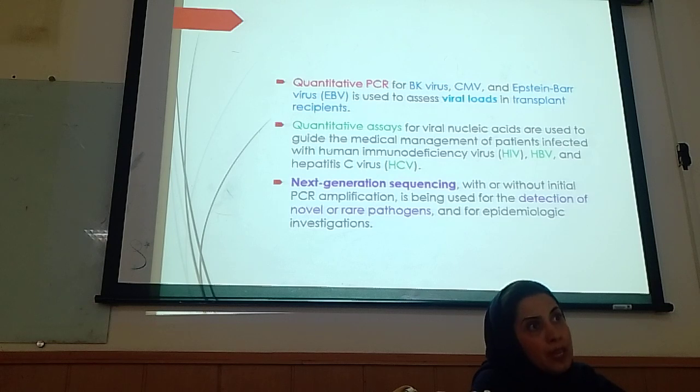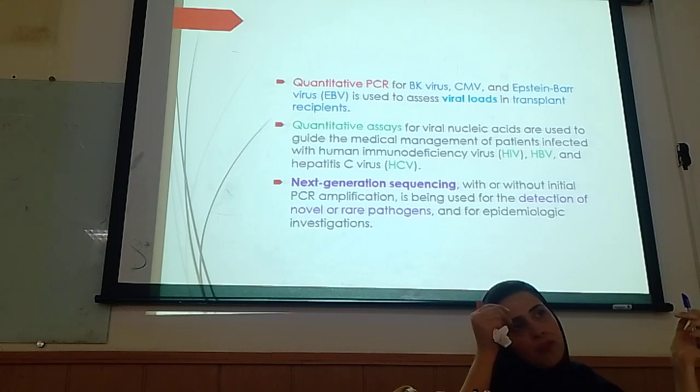We should amplify it because we have very little amount of the genome. And that's why PCR is sensitive, because we amplify the genome of that microorganism, and we can detect it.